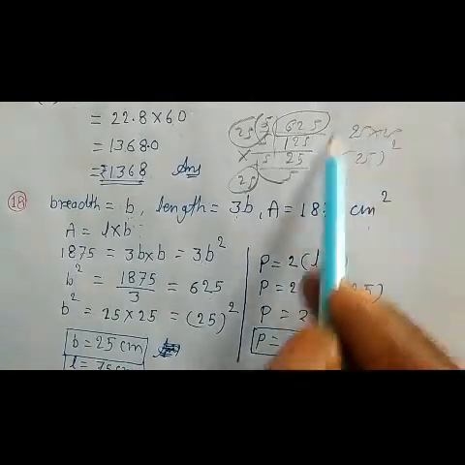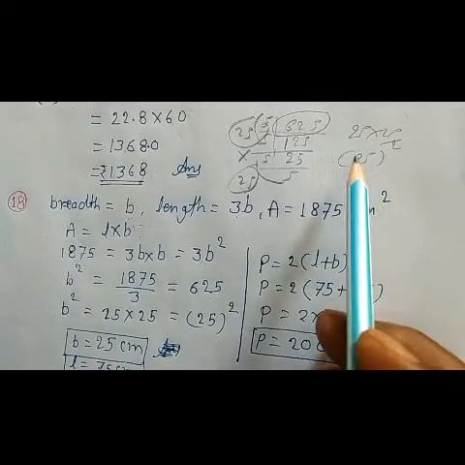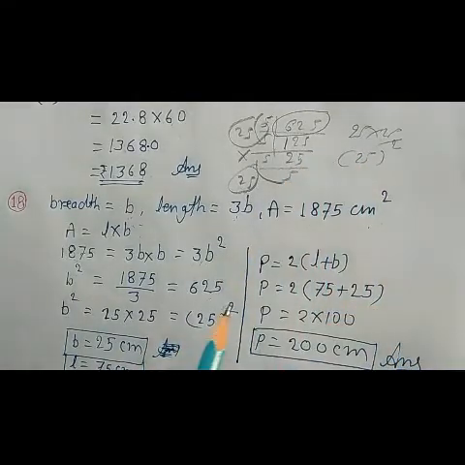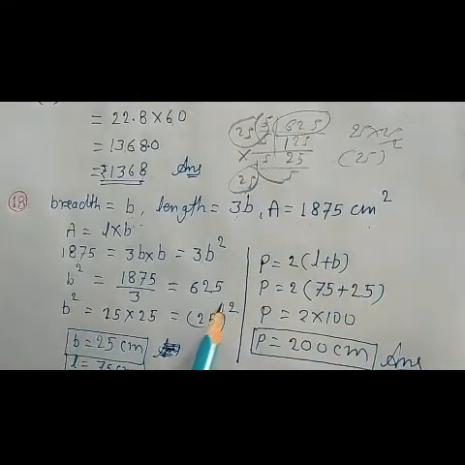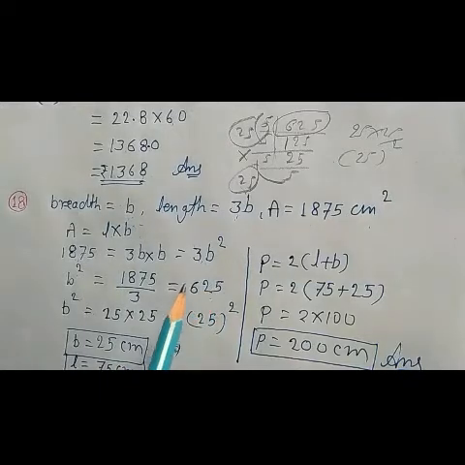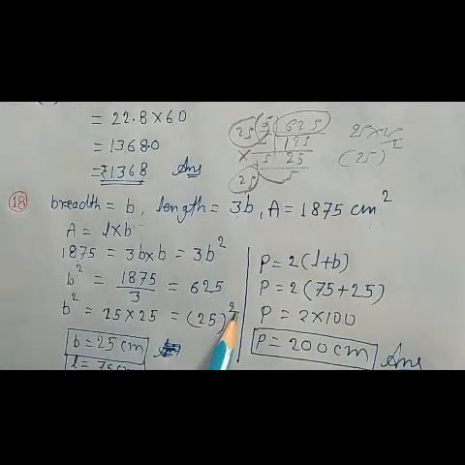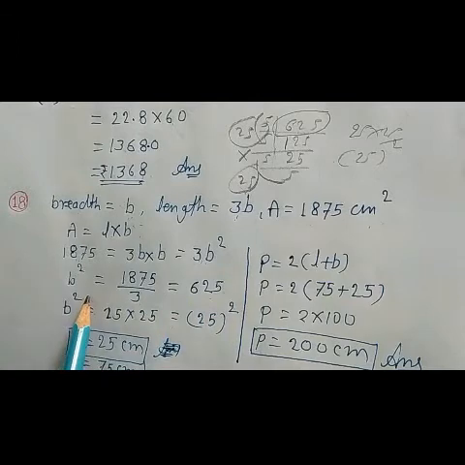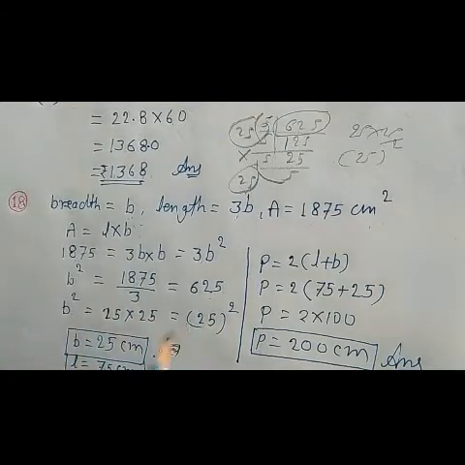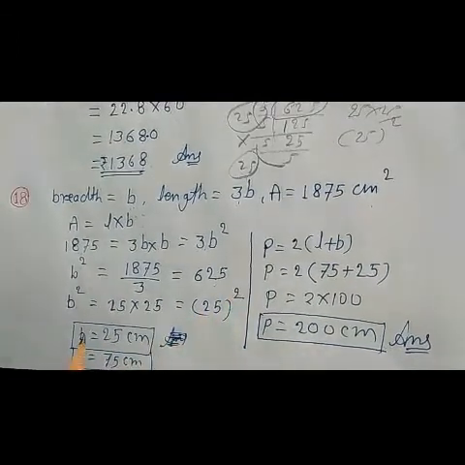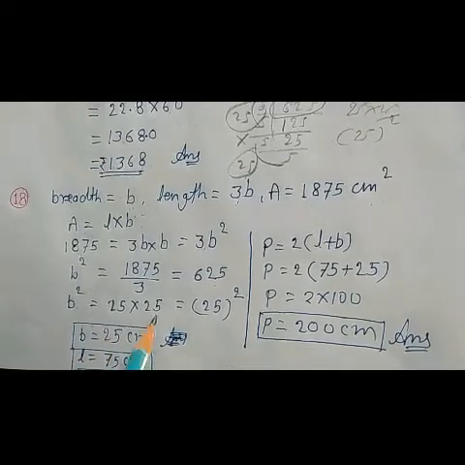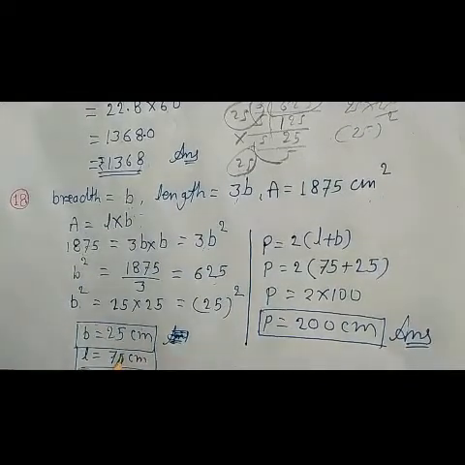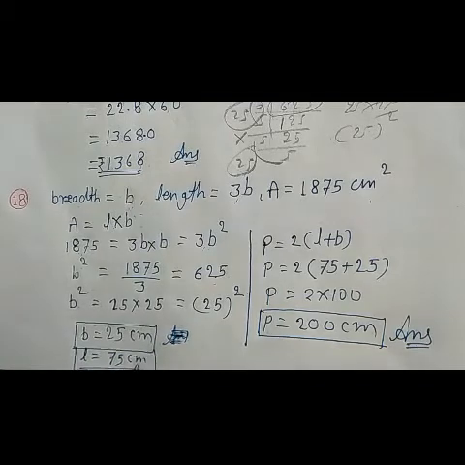Why have we written it in this form? Because square and square can be cancelled there. So we have written 625 as 25 square. Now square and square will be cancelled, then B equals 25 centimeter. This is the breadth. Now length will be 3 times the breadth. It means 25 into 3, which is 75.